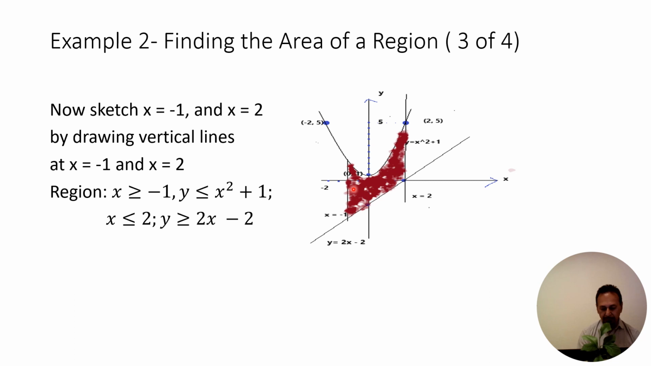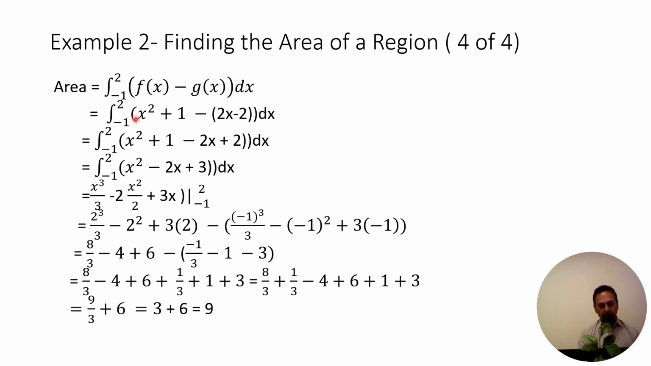x equal to -1 and x equal to 2, y equal to x squared plus 1 is over y equal to 2x minus 2, which means x squared plus 1 is bigger than 2x minus 2. So we're going to subtract this from this one, and we integrate from -1 to 2. So we have the area, -1 to 2, f of x minus g of x.